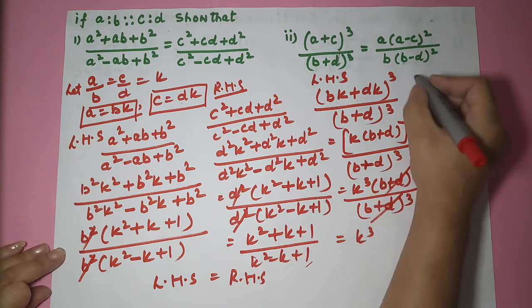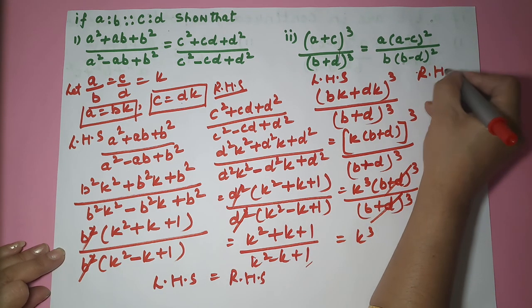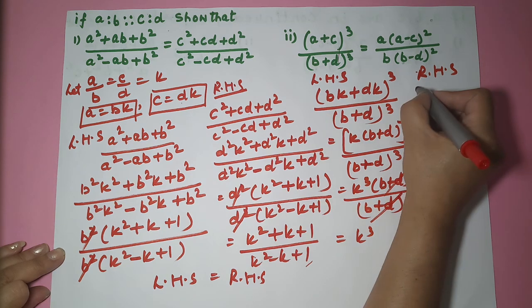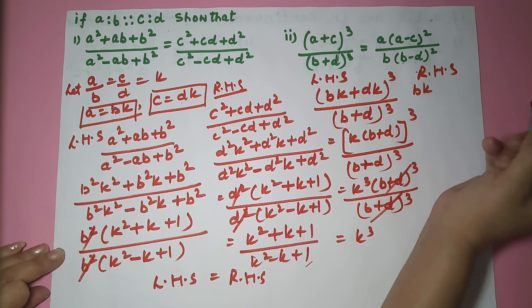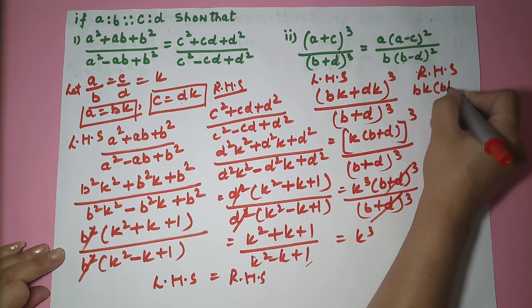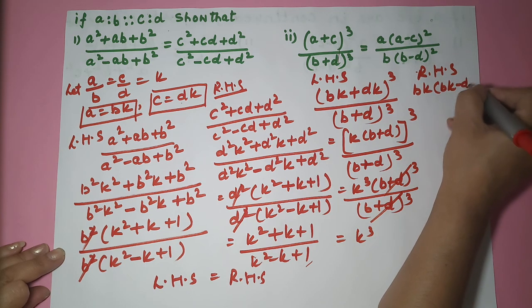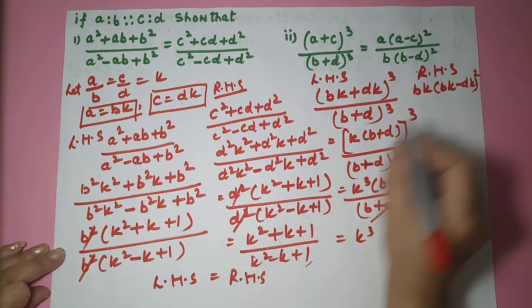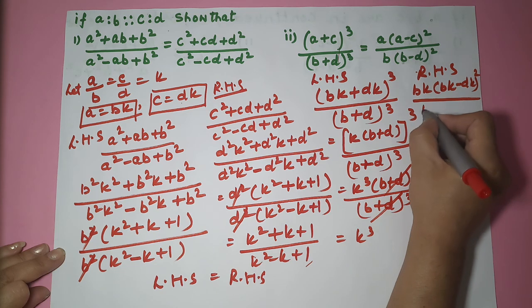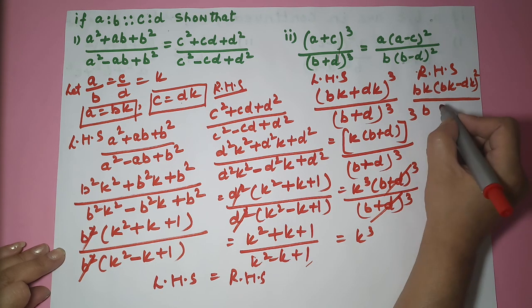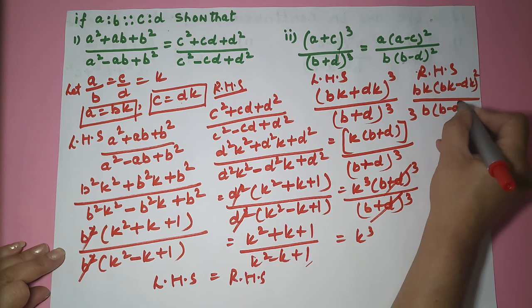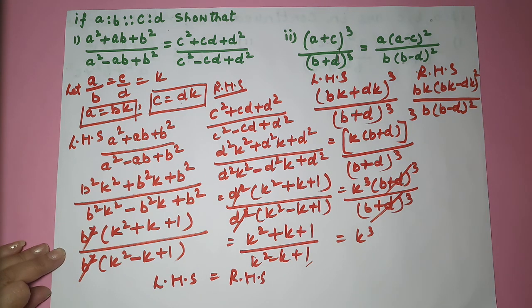Now let me take the right hand side part of this. Now a I can replace as bk. Inside I have bk minus dk, and this is inside the square, and then in the denominator I have b into (b minus d) whole square. This I don't have to change.